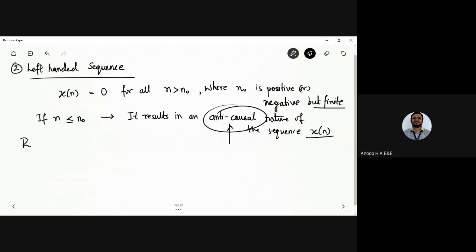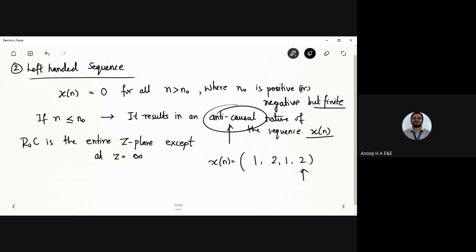So the region of convergence, ROC, is the entire z plane except at z equals infinity. Observe carefully here. Let me write a sequence x of n to be some sequence like this, which is said to be a left-handed sequence. Once I talk about a left-handed sequence, where is the arrow marking? At n equal to 0, it is marking at 2 here, right?